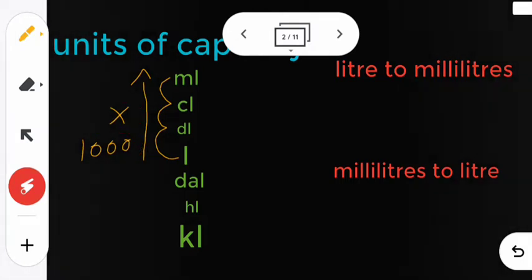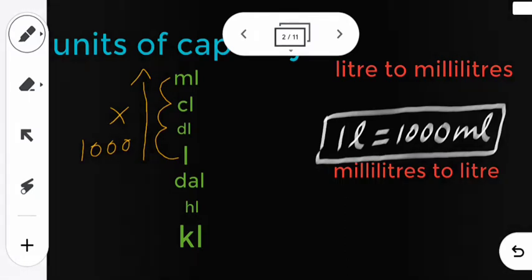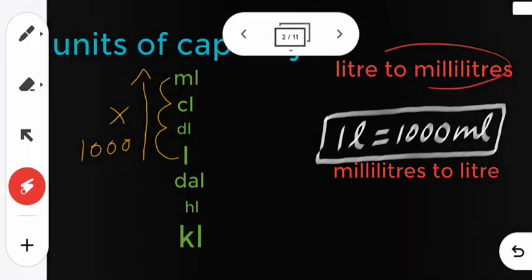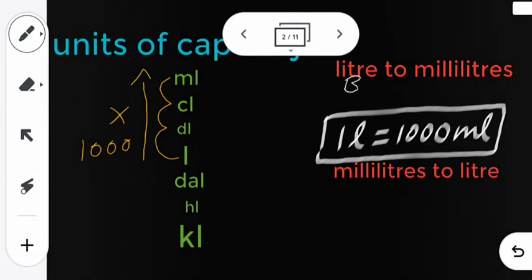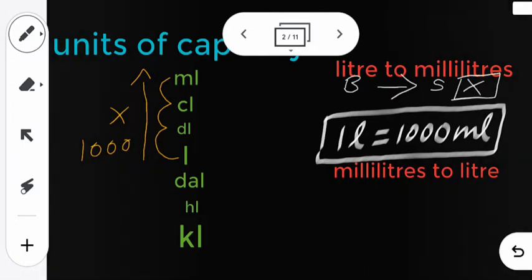Okay, so the formula will be 1 liter equal to 1000 milliliter. This is the formula. Okay, so this you have to keep in mind. Another way also to remember this one: here we are going to convert liter, liter is big and the milliliter is small. When you convert the big one to small one, you have to multiply. So this way also you can remember.